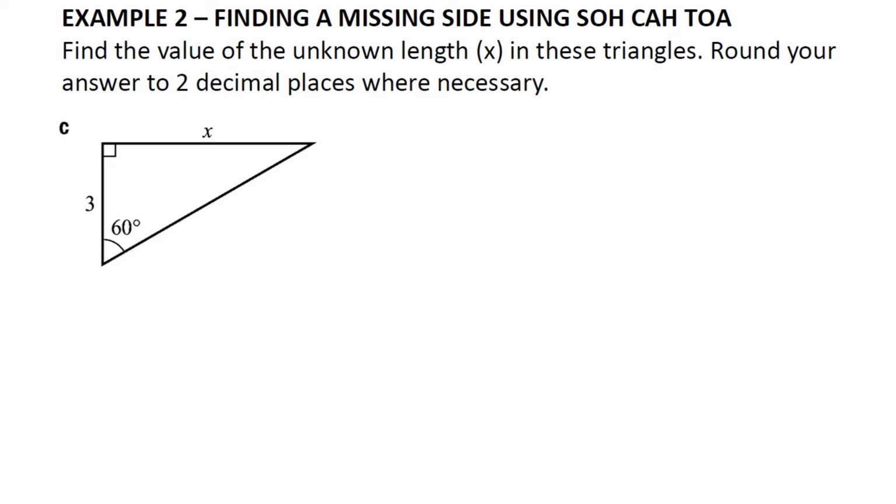Okay, so in this example, we're once again going to label our triangle with the opposite, hypotenuse, and adjacent sides. We notice that the information is on our opposite and adjacent sides, so that means we've got O and A, or TOA is the one that we want to use. So we're using the tan ratio. So it's tan theta is equal to O over A, and then we're going to sub in our information. So we've got tan of 60 degrees is equal to x divided by A, which is 3.